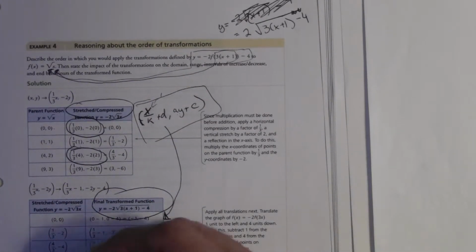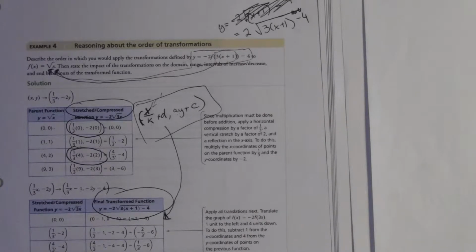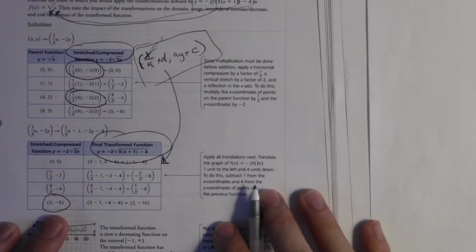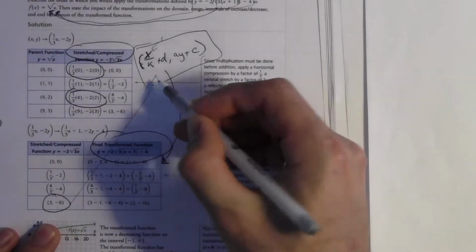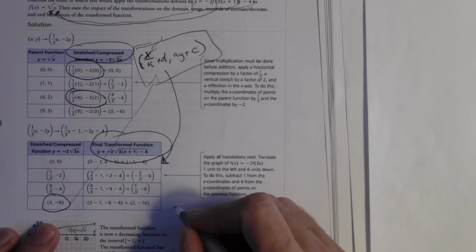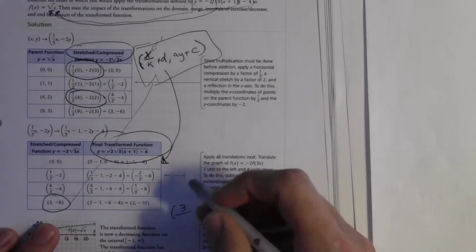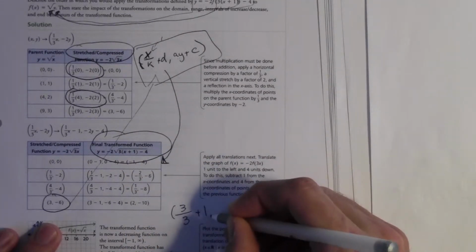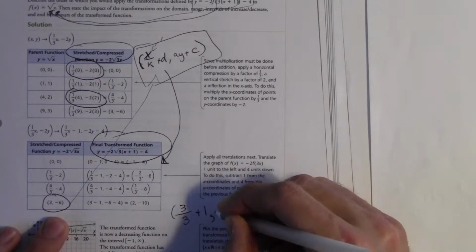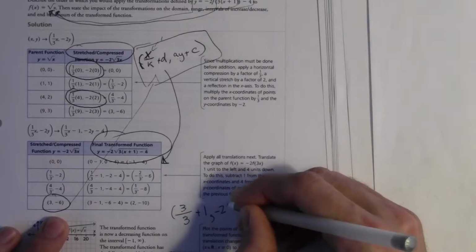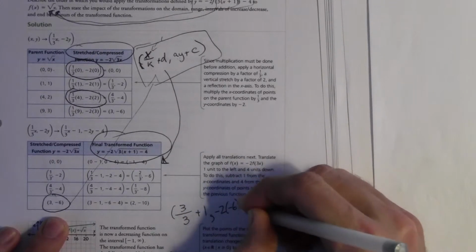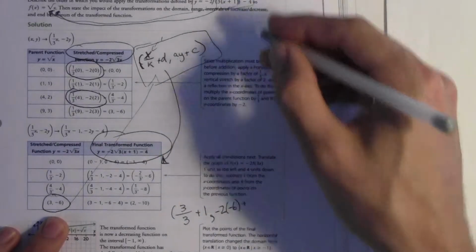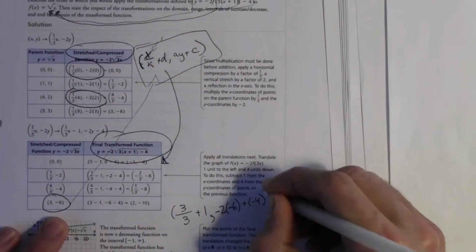So let's try it. We're going to use 3 and 6. Okay? So 3 is my x value. We're going to use 3 and 6 and sub into here. So we're going to have 3 over our k value, which is 3, plus our d value, which is 1, comma, our a value, which is -2, times -6, plus our c value, which is -4.